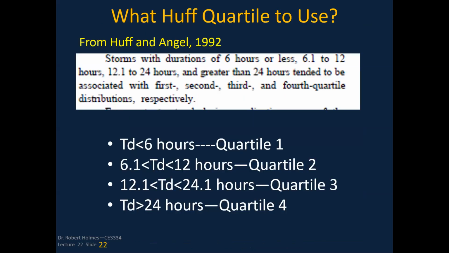So what does that look like in terms of making a decision? And the recommendation is that in 6 hours, use a quartile 1 storm.